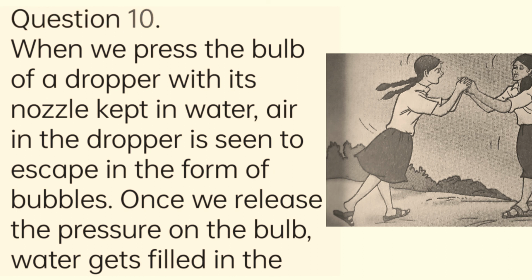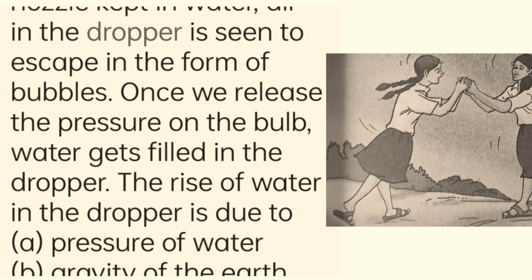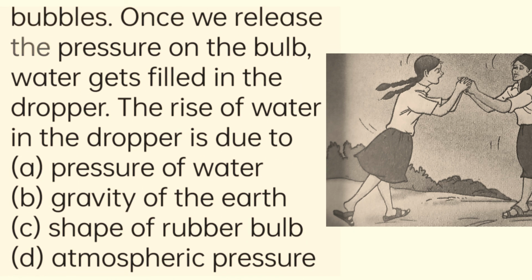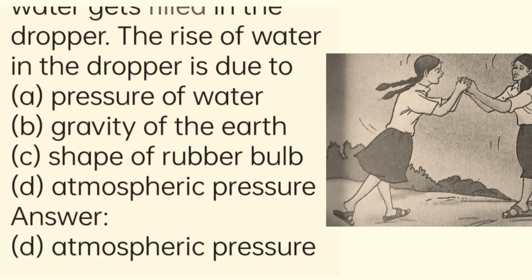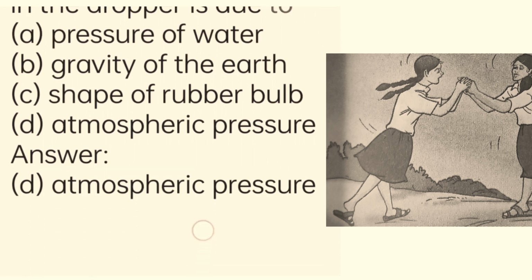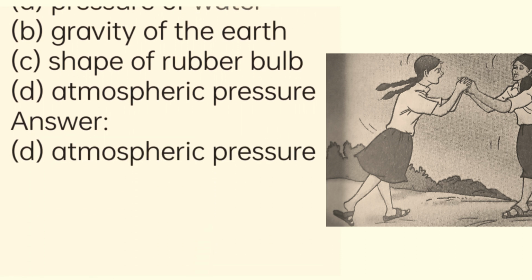Question 10. When we press the bulb of a dropper with its nozzle kept in water, air in the dropper is seen to escape in the form of bubbles. Once we release the pressure on the bulb, water gets filled in the dropper. The rise of water in the dropper is due to A. Pressure of water. B. Gravity of the earth. C. Shape of rubber bulb. D. Atmospheric pressure.